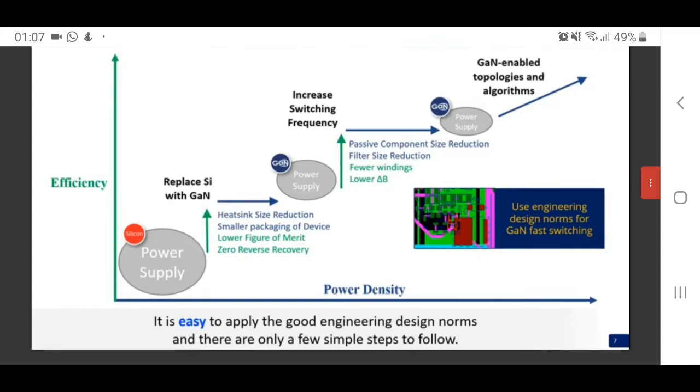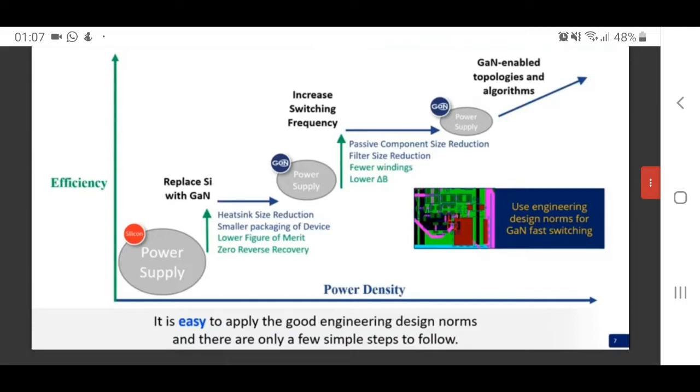There are many great topologies and control algorithms that are only possible with GaN, for example the totem-pole bridgeless PFC. Without GaN devices, the reverse recovery of the silicon MOSFET will just kill the system. So in such cases, the advantage of using GaN will be huge. The device advantages together with the topology advantages mean the payoffs at the system level will be great.